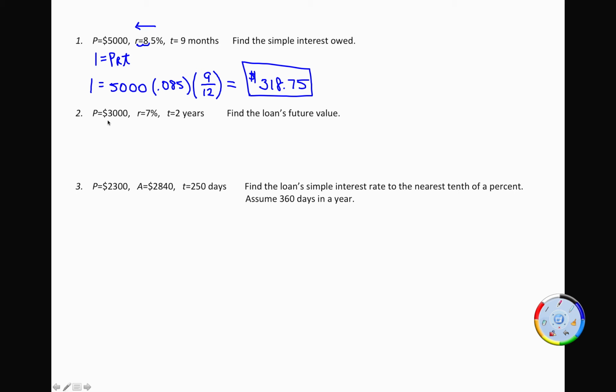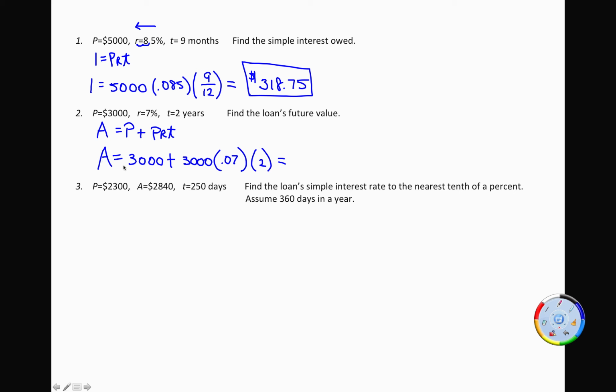Okay, if the principal is $3,000, the interest rate is 7% for 2 years, it says find the loan's future value. So one thing I could do is just find the interest and add it to $3,000, right? That's really what our formula is. It's the principal plus the interest, which is principal times rate times time. So it is $3,000 plus the principal times the interest rate as a decimal times the number of years.